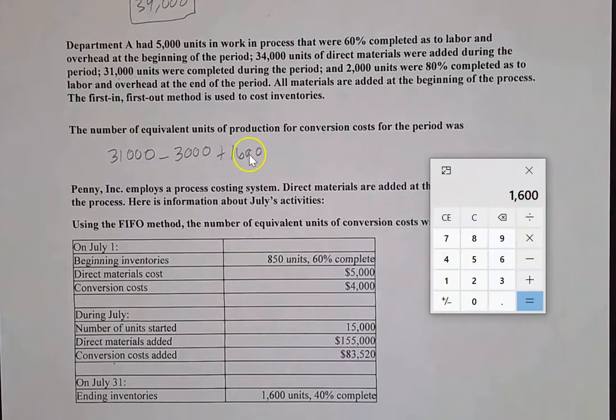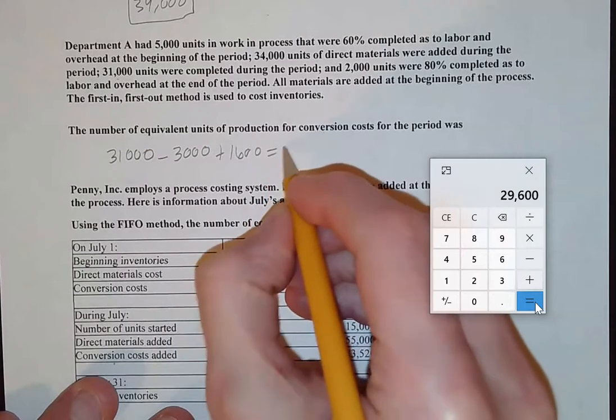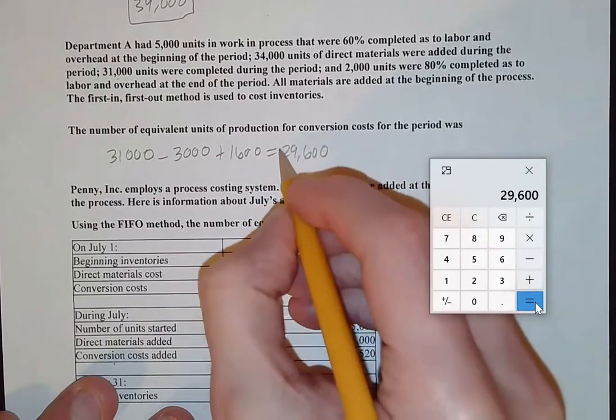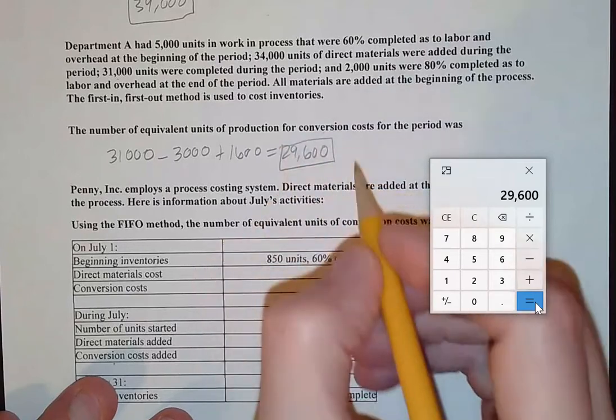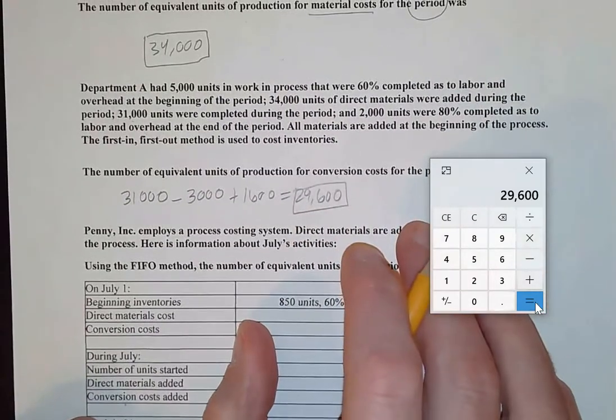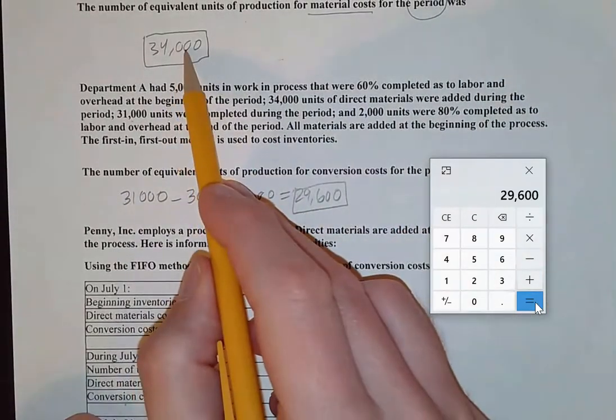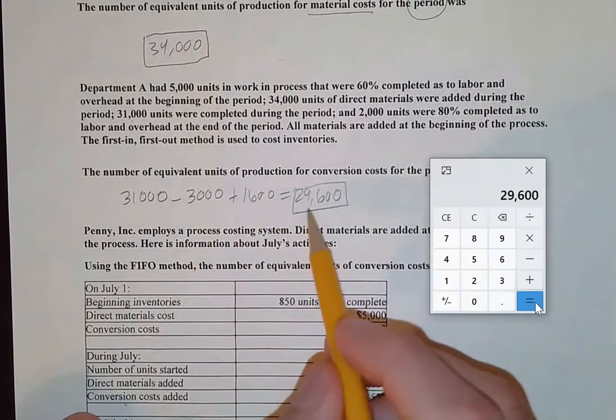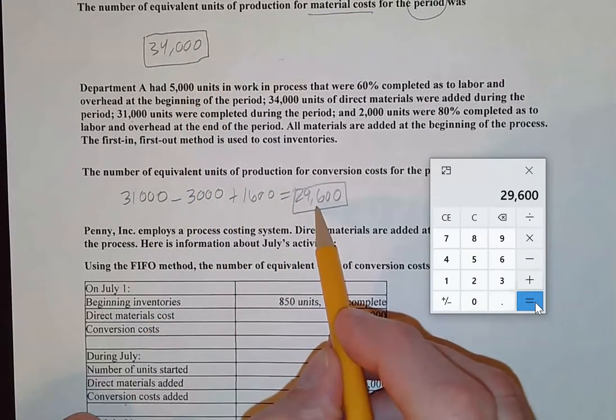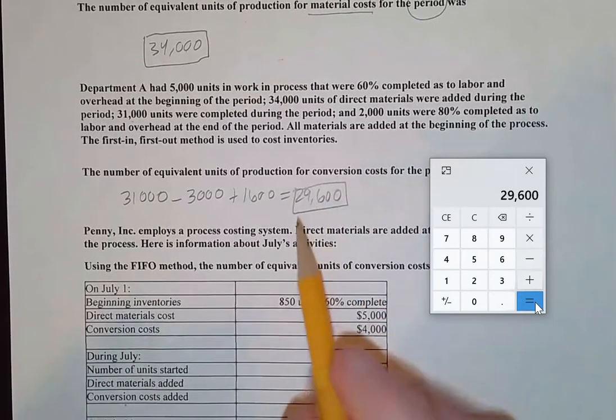Okay, so we've already got this 1,600 on our calculator, plus 31,000 minus 3,000 equals 29,600 units. So you can see, because materials are added at the beginning of the process and conversion costs are added throughout, we end up with two very, very different numbers for these questions.